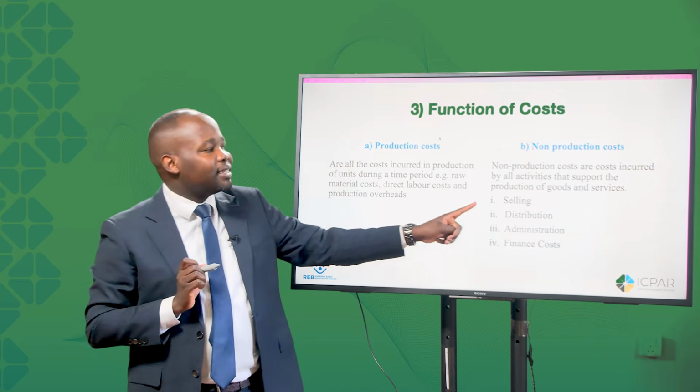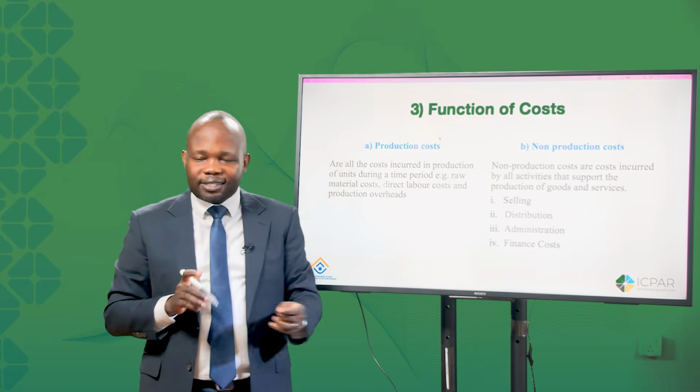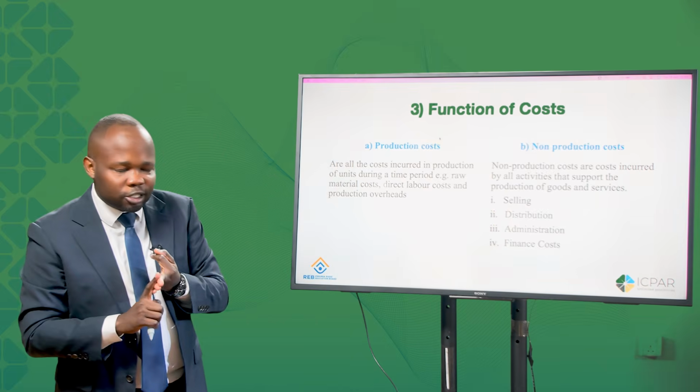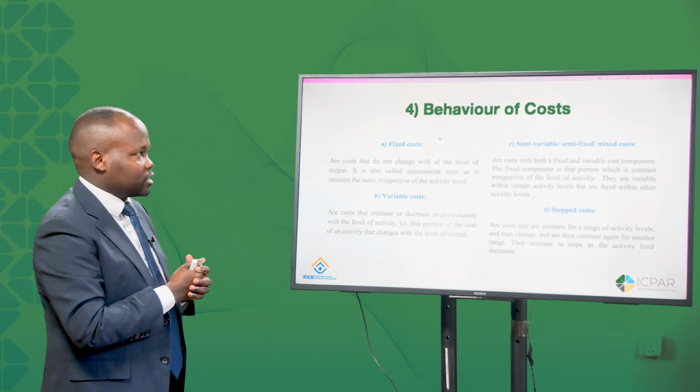We have 4 types of non-production costs. The first type is selling costs. The second one is distribution costs. The third one is administration costs. And finally, we have finance costs.